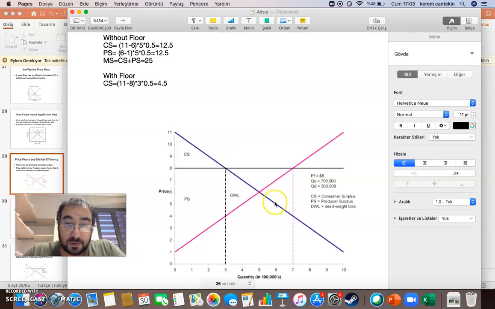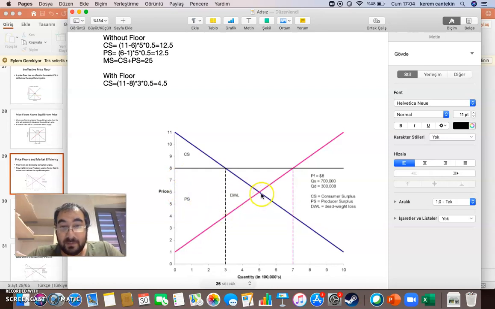What will happen to the producer surplus? Well, these are our sellers, and the amounts they are willing to sell are represented with this line, but they are selling at 8. Basically, all of them sell at 8, but they can only sell 3 units. So this trapezoid represents the producer surplus. Is it higher or lower than the previous producer surplus amount? We don't know.